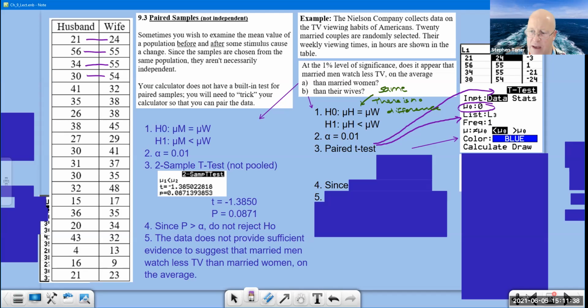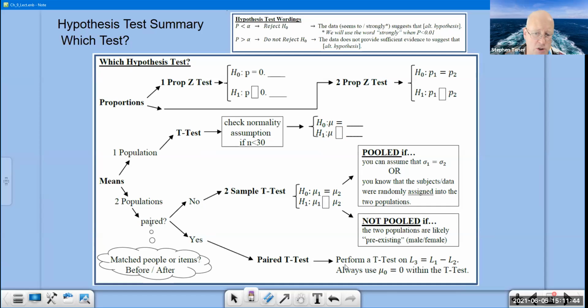Now let me go all the way back to the flow chart. Actually, I have it up here a couple slides from now. In our flow chart, notice when it says on the paired t-test, there's the rules. Perform a t-test on L3, which is the same as L1 minus L2. Always use mu 0 equals 0 within that t-test. So it's part of the descriptions I've given you. How do you know when you're going to pair the data? You either have matched people or items, or it's a before or after type of model, because when it's before and after, it's the same people before and after some stimulus causes a change.